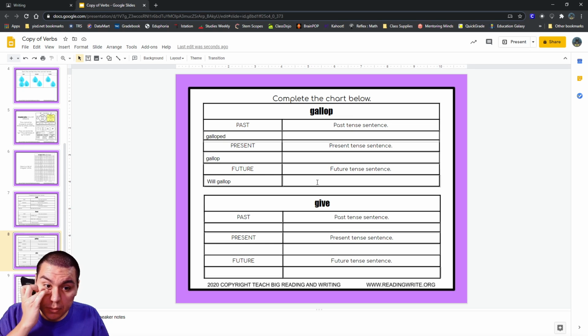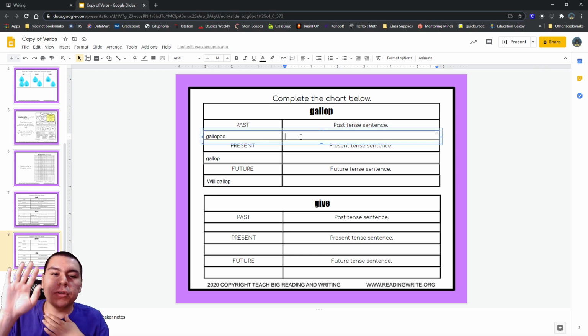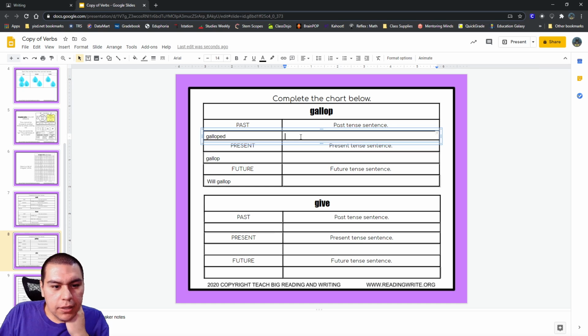Toward the sun. Okay. So what was the one? Past. Okay, past tense. And what was the sentence? I galloped toward the sun. Ooh, I like it. That sounds like the end of a book or something, like when the horse is riding off to the sunset at the end. I galloped toward the sun. I like it.